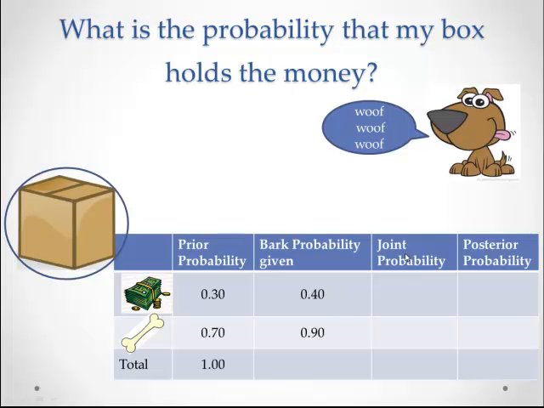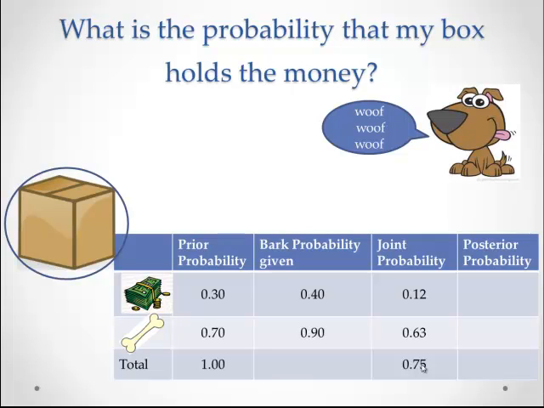Now we can calculate what is called the joint probability, the probability that he will bark and the money is present in the box, that both things happen simultaneously. To do that, I multiply the first two columns. So I multiply 0.30 times 0.4 and I get 0.12. And the same thing, 0.7 times 0.9 and I get 0.63. When I add those two, I get 0.75. 0.75 is the probability that Roxy is going to bark, regardless of what is in the box.